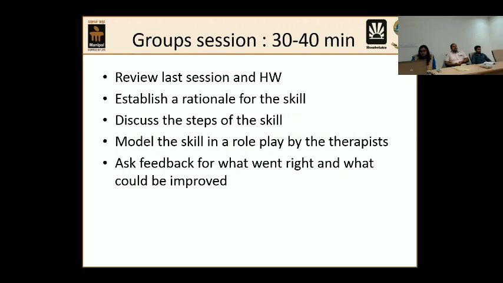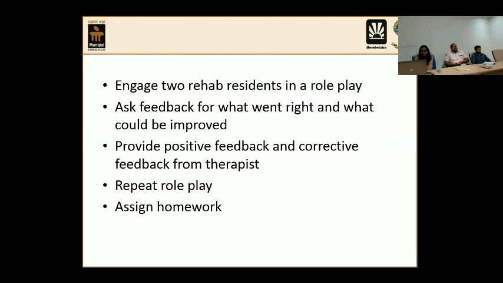The therapist, who acts as a facilitator, takes pains to make sure that everybody in the group is involved and gives some suggestions. Then we call out 2 other residents, who are rehab residents, to participate in the same role play. And then we again take feedback from the group of our inpatients, our residents, and apart from the feedback that their fellow residents give, the therapists also give feedback to the people who are playing in the role play. Who participates in the role play changes from day to day. Again, the role play is repeated by another 2 residents, and homework is assigned.